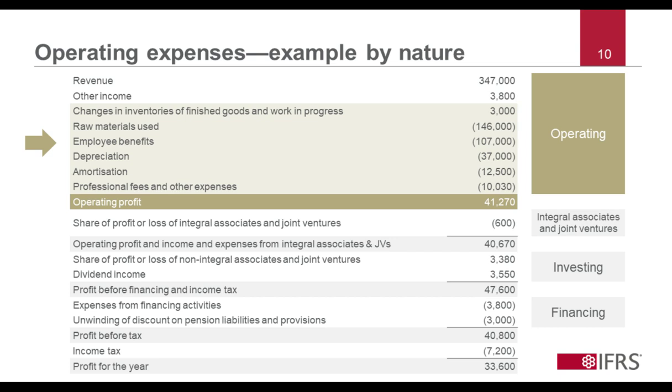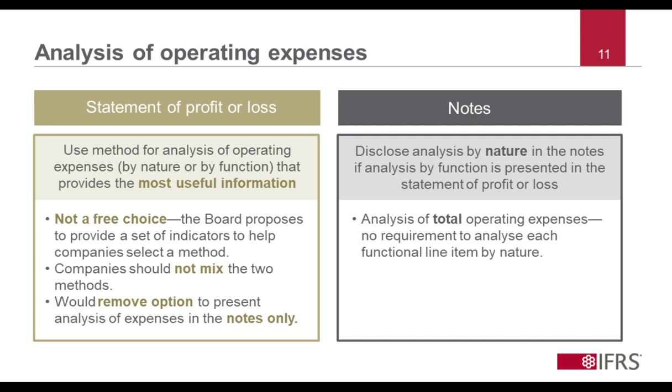Now, there are already requirements in IAS 1 on providing an analysis of operating expenses today, but Nick, could you explain how the board is proposing to strengthen these existing requirements? Sure. So there are several elements to what the board is proposing. The first is that the analysis of expenses is required to be presented in the statement of profit or loss, so not only in the notes.